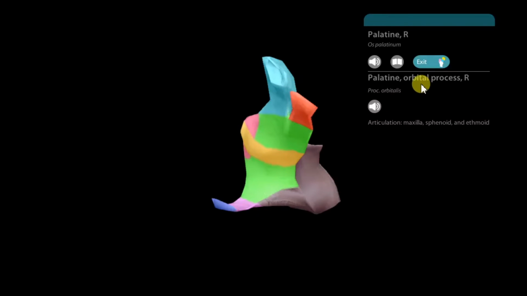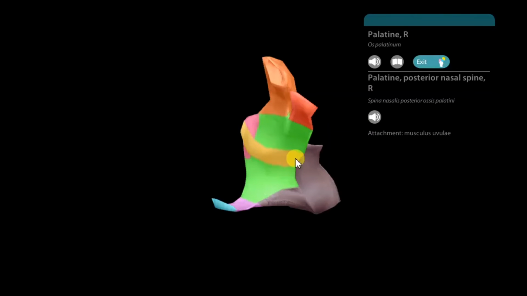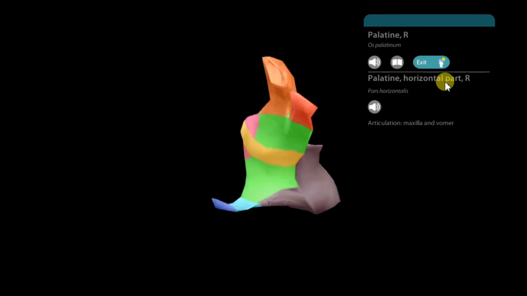This one will be the orbital process, and this one we call the sphenoid process, which makes the articulation with the sphenoid. This area we call the perpendicular plate, which makes the articulation with the maxilla and sphenoid bone. And this one will be the pyramidal process. This is the maxillary process, and it will be very close, lower and at the back part of the opening of the maxillary sinus. Posterior nasal spine and palatine horizontal plate, articulating with the maxilla and the other palatine.